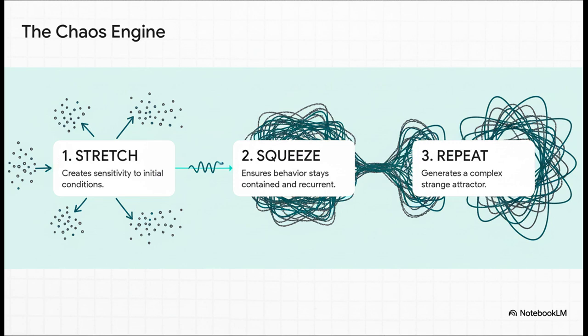This whole thing just works in a simple loop. Step 1, you stretch the space, pulling nearby points way far apart. Step 2, you squeeze or fold it back onto itself. And step 3, you just repeat that over and over and over. This endless process is what generates that infinitely detailed, complex object we call a strange attractor.